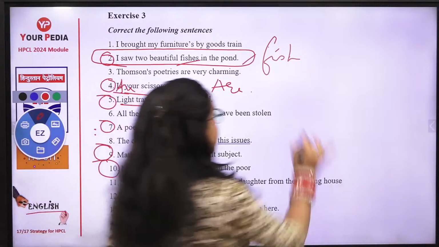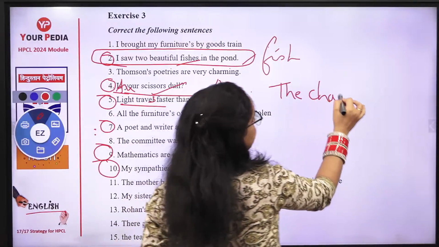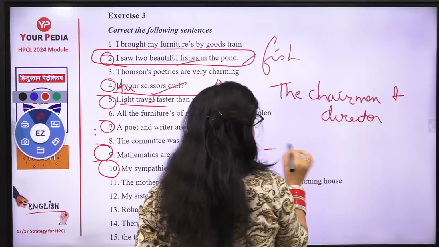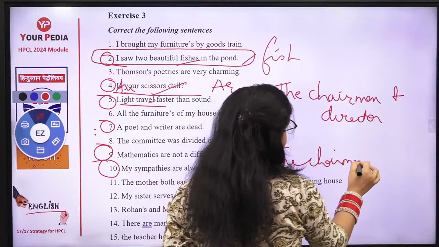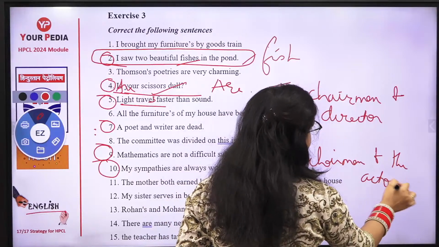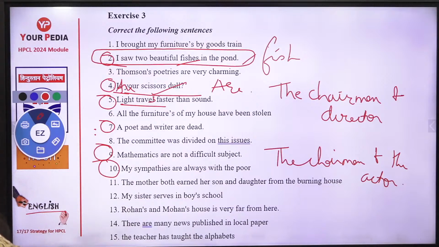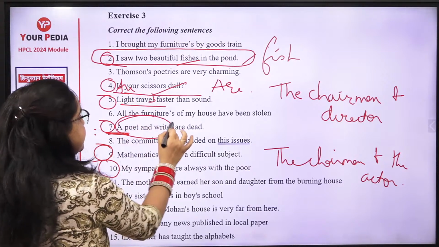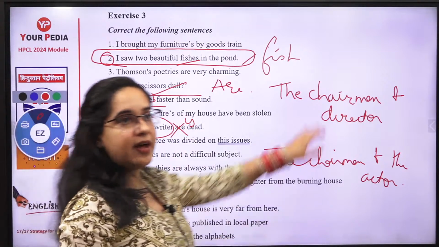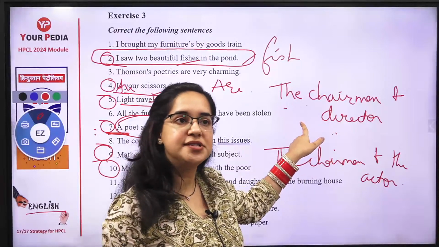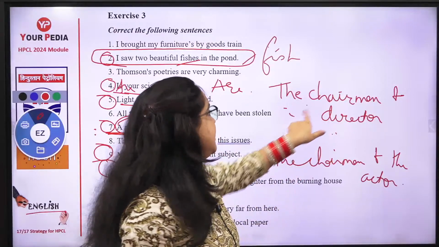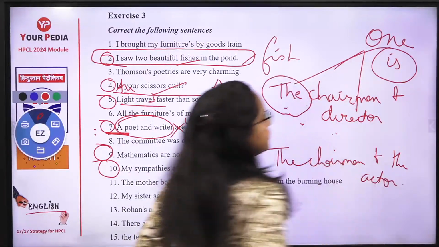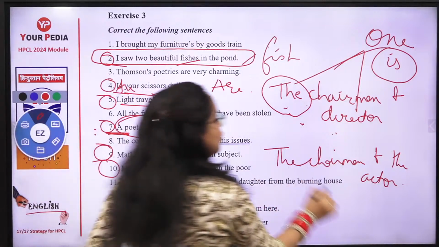I gave you the difference yesterday, the chairman and director, the chairman and the actor. I told you yesterday, is dead, same person. When you have only one article on one side, it points that both are the same person. So it is dead. Will it be 2 persons or 1 person? 1 person, because only one carries the article. So is will be there, was will be there, has will be there. But if it is 2 persons, are will be there.